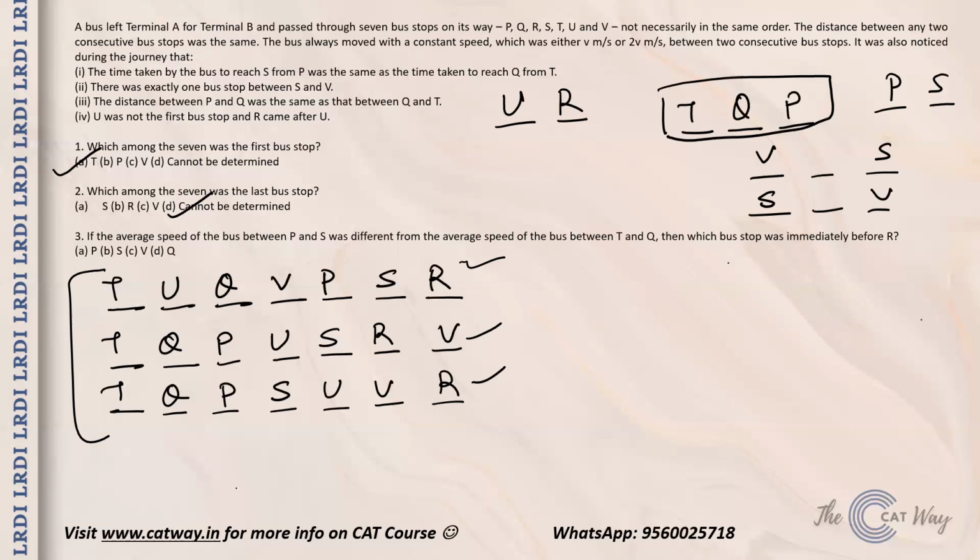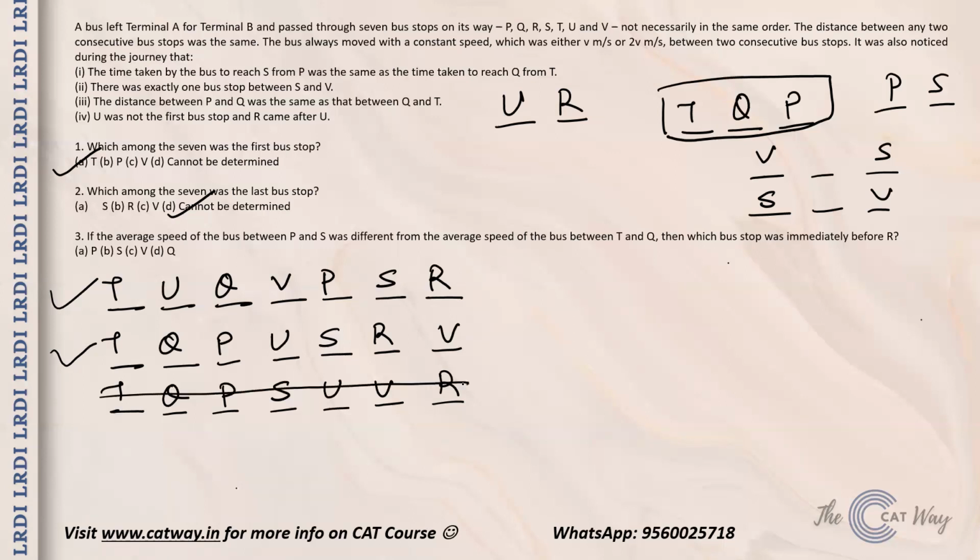Now, if the average speed of the bus between T and S was different from the average speed of the bus between T and Q, then which bus stop was immediately before R? So that means the average speed is to be different, right? That means the number of stops between Q and T should not be equal to P and S. So in this, the first case we are going to consider, because here the distance between Q and T is 2 stops, whereas P and S is right after one another. Second case also we will consider, because Q and T have a 1 stop difference, whereas P and S have a 2 stop difference.